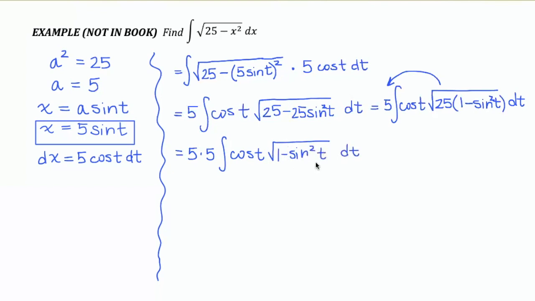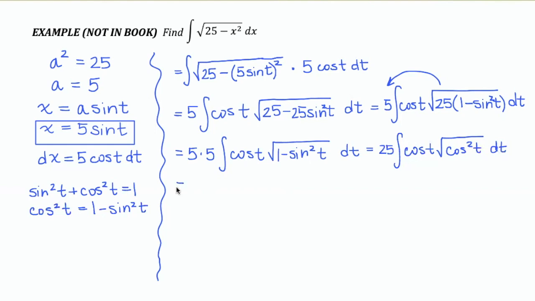After you've done that, again, you're going to have something here that an identity can help with. So back off to the side we go. I'm going to remember that sine squared of t plus cosine squared of t equals 1. I will want to solve this identity to make it look like what's underneath my radical. So I would want to subtract sine squared of t on both sides, which would leave just cosine squared t on the left equals 1 minus sine squared t on the right. So I can replace 1 minus sine squared t with cosine squared t.